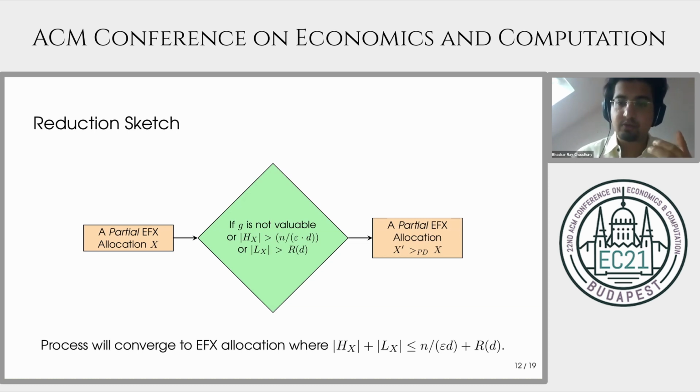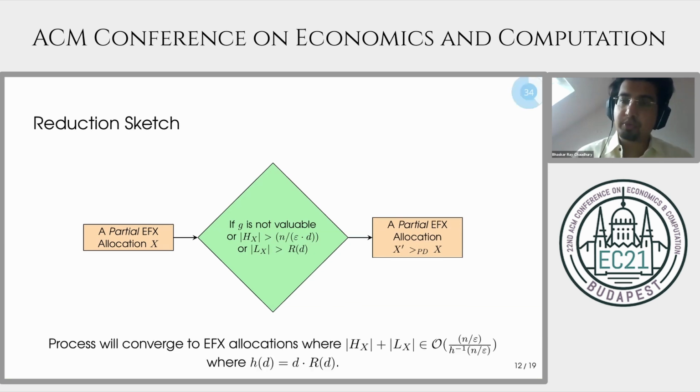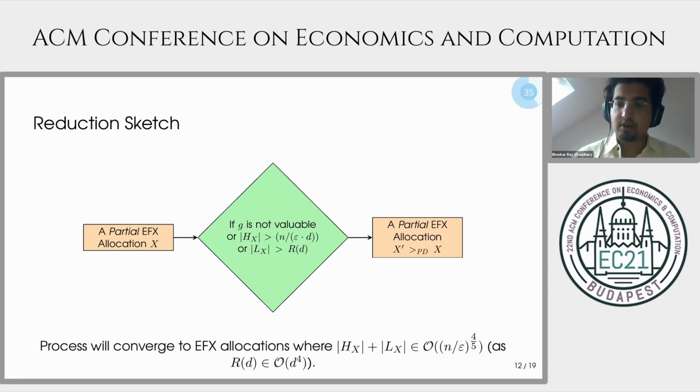But the important thing is that we would finally end up with the number of goods going to charity as n divided by epsilon D plus R of D. By choosing the appropriate value of D, you can get an improvement over the linear bound in charity. You can get an improvement by this factor H inverse, where H is basically D times R of D. So for instance, if your R of D is linear, if your R of D is D, then you get an improvement of square root n, because each of these ends, D squared and H inverse is square root. And what we show in this talk is that we can get R of D to be D to the 4. And as a result, we can get a bound on charity to be n over epsilon to the 4/5.